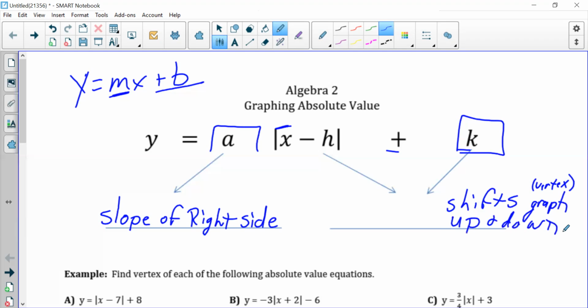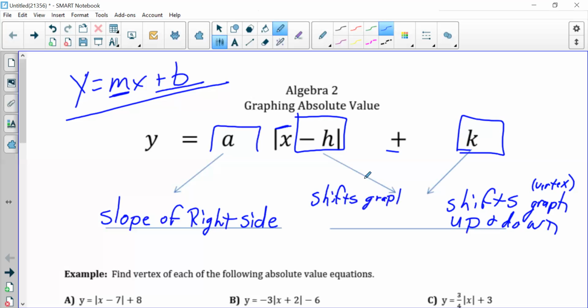All right, now the last piece we have here is something that we do not have in our slope-intercept form, and that's this h. We don't have it in slope-intercept form because slope-intercept form only shifts up and down. We have it here because of the shape of an absolute value graph. This h shifts our vertex. So it shifts the graph, specifically the vertex, right and left.